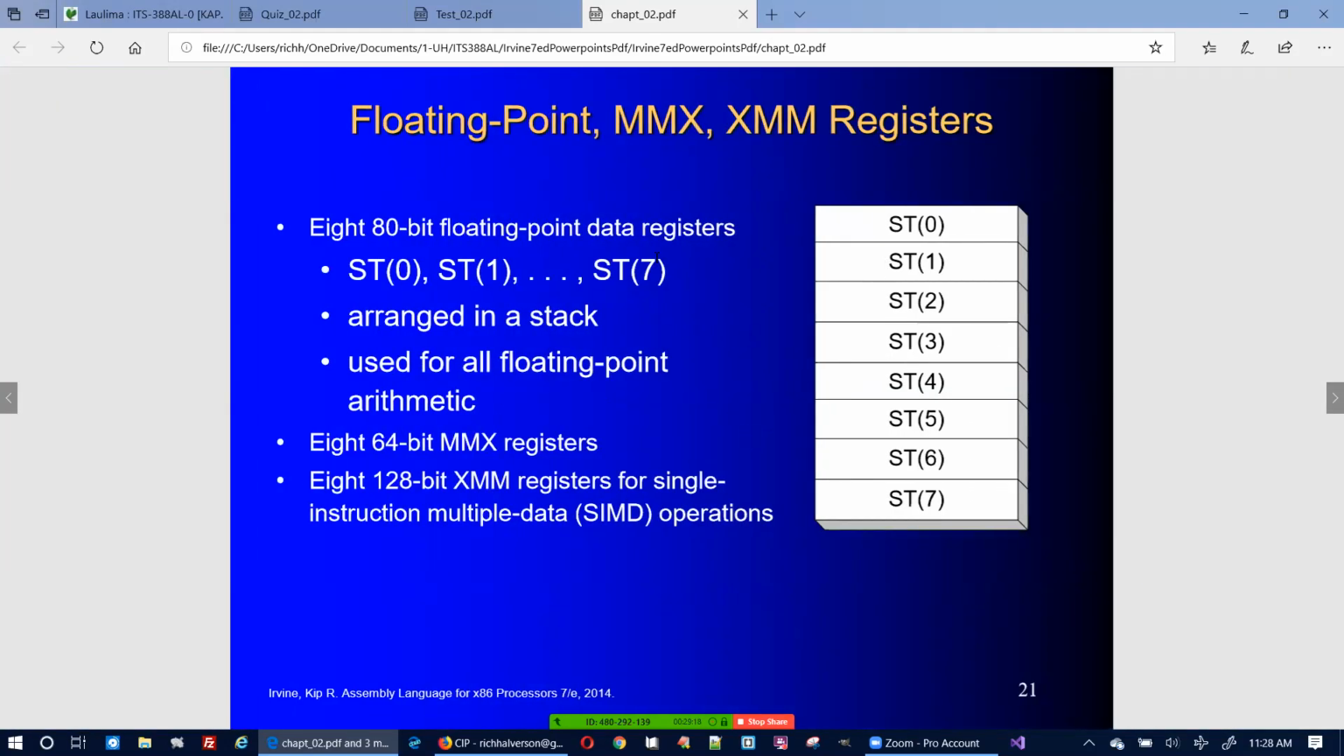There are the floating point registers, which are much larger, can store floating point numbers. 80-bit floating point numbers, you store the mantissa and the exponent, and so on.